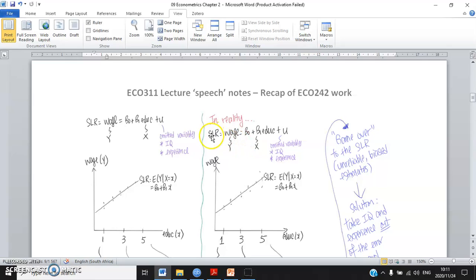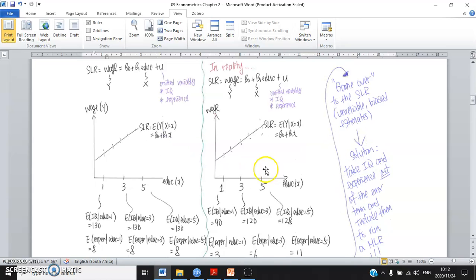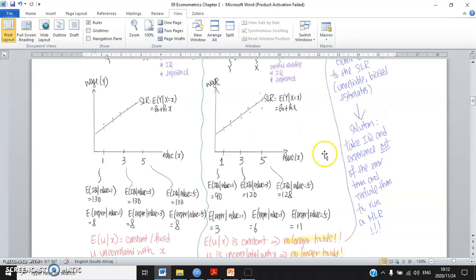In other words, we make the wrong decision to run it as a simple linear regression or bivariate regression. Meaning this SLR, game over. I most likely commit underfitting, therefore causing the parameters, especially the slope parameters, that relates to chapter 3 actually. It causes the parameters to be biased, unreliable.